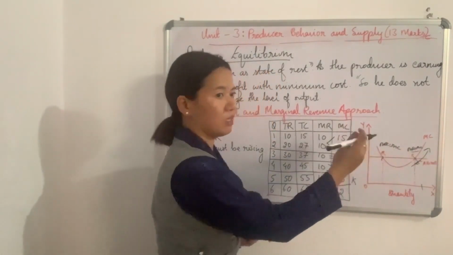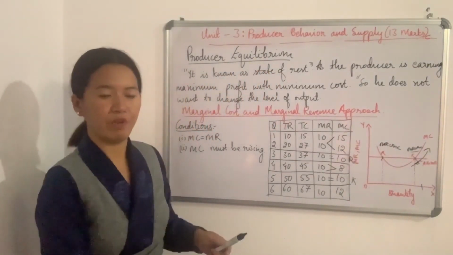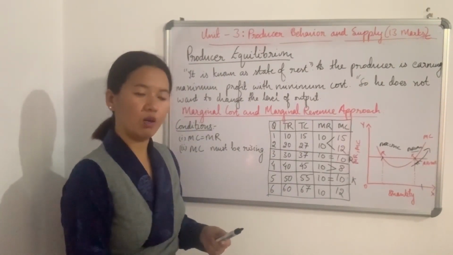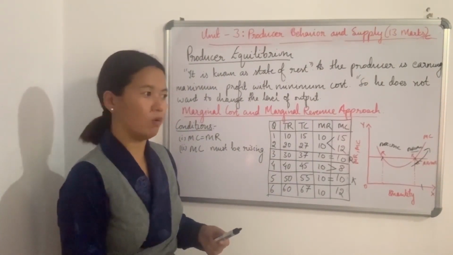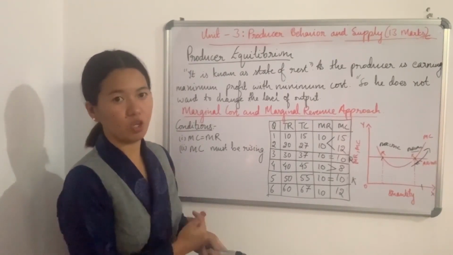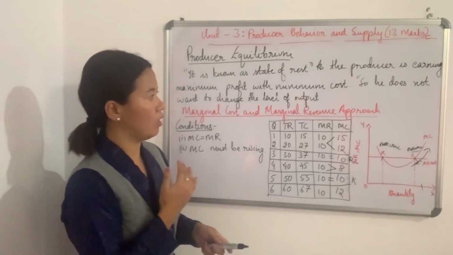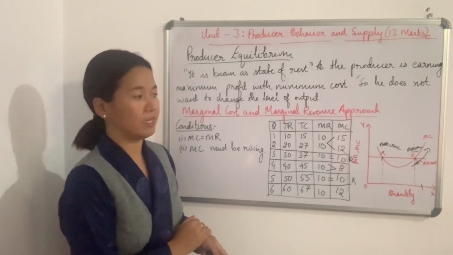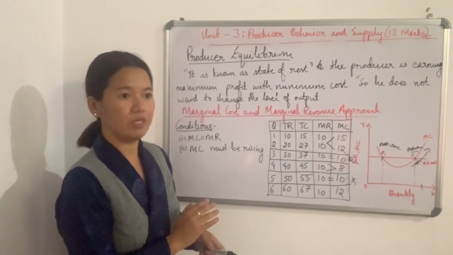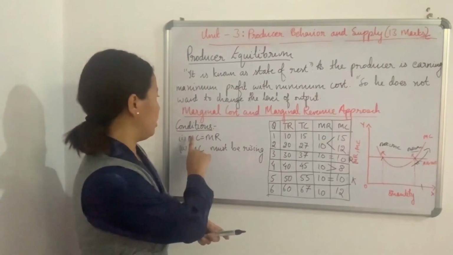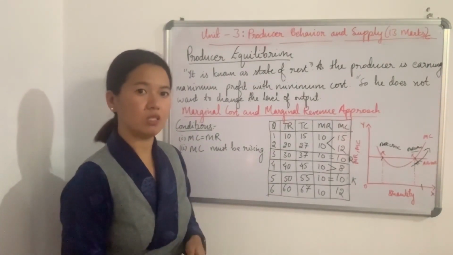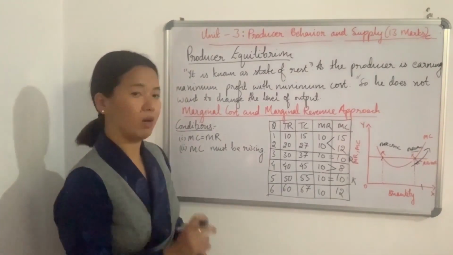So point K is the point where the producer gets his maximum profit, and when he tries to produce one more unit of output, he will get a loss or will not earn any profit after point K. So at point K, the producer will stop producing, and the producer is at a state of rest, earning maximum profit at minimum cost.